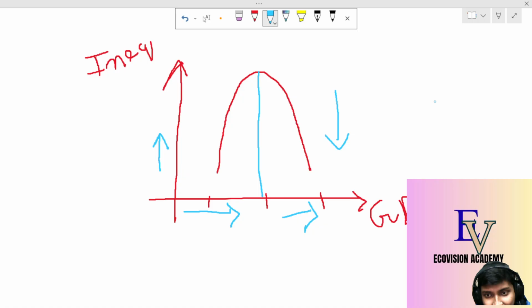So what should be the regression equation for this? Suppose inequality is y and GDP is x. Can anyone tell me what the proper regression equation should be? Anyone? Just have a try. No one from the group?